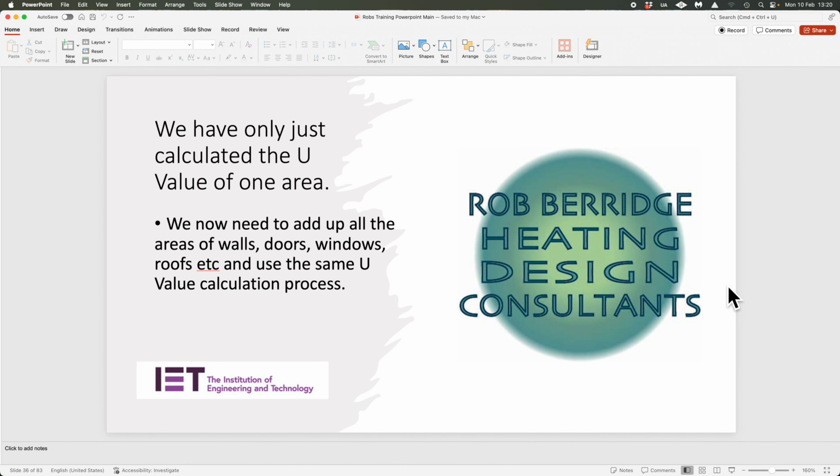Like, for argument's sake, modern windows now. The UK building regulation currently, as we stand in 2025, is 1.6 watts per metre squared Kelvin as a standard window installation. But you can easily buy 1.4 U value, so a lower U value, which is exactly what we want.